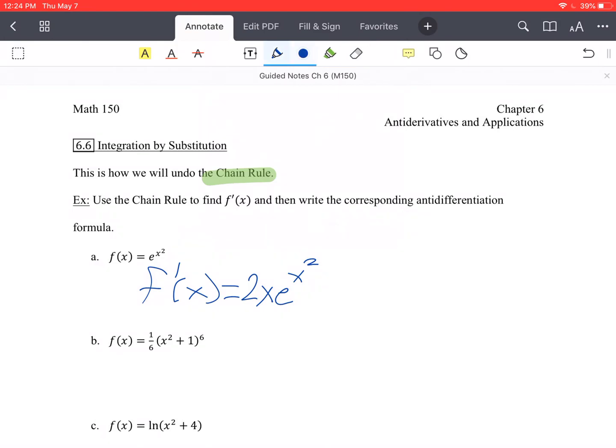Okay, so we can write that using our integral notation. The integral of 2x e to the x squared dx equals e to the x squared plus c, of course, that arbitrary constant.